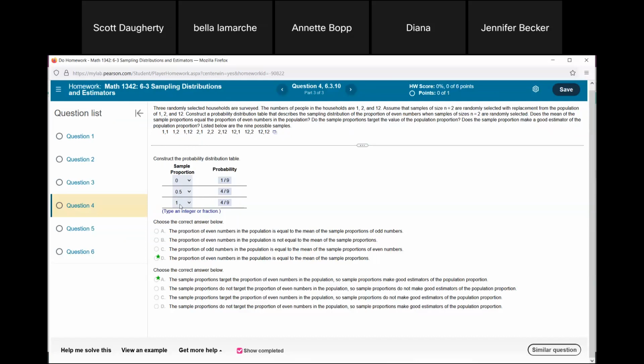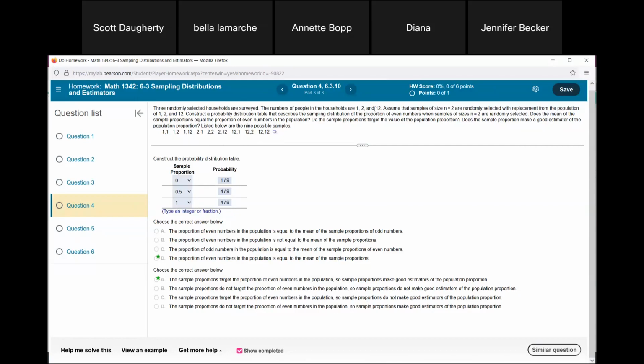And then the probability of getting a 1 for your sample proportion: they're both even, there's a 1. They're both even, there's a 1. And then they're both even, there's a 1. There's 4 of them, right? 1, 2, 3, 4. So that's 4 out of 9. So that's your probability distribution for your sample proportions, right? You get 0 1/9 of the time, 1/2 4/9 of the time, and a 1 4/9 of the time.